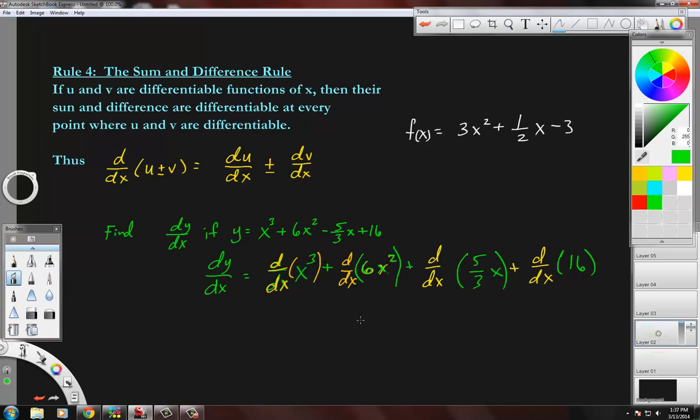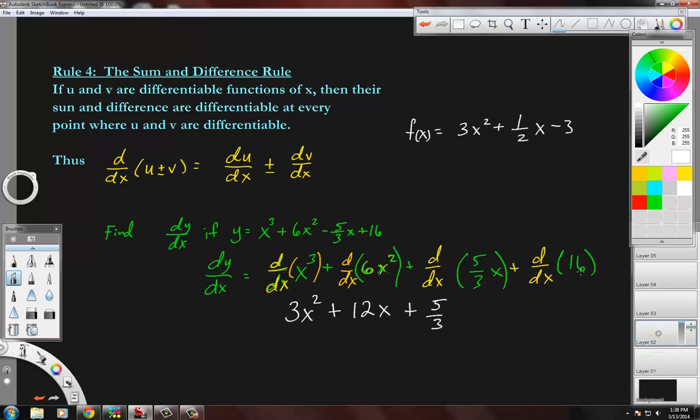Right, that's a lot of stuff, and you're never going to write this in real life. When I say you're never going to do this, it's because you will figure out that you just do the derivative of each term. So for example, this would be 3x squared, that's the derivative of x cubed. 6x squared would be plus 12x, using the power rule there, plus 5/3 x. Well, we saw if we have a coefficient in front of just x, it just becomes that coefficient, so it's 5/3. And then plus a constant term of 16.